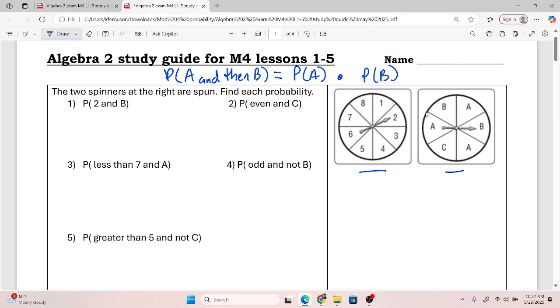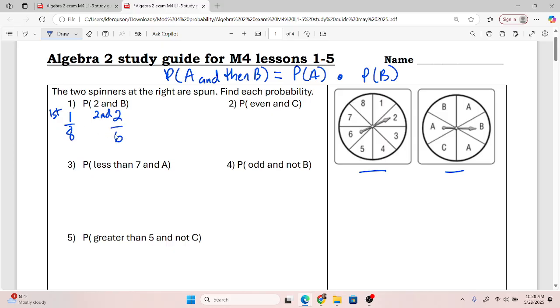And so I've got these two spinners. I'm going to spin the first one. I'm trying to figure out the probability of getting a 2. That's my first event. The probability of getting a 2 is 1 out of 8. I've got one 2, but I've got 8 total options. So that's 1 out of 8. And then what's the probability of getting a B on this spinner? There are 2 B's out of 6 possible things that can happen. So that's 2 out of 6.